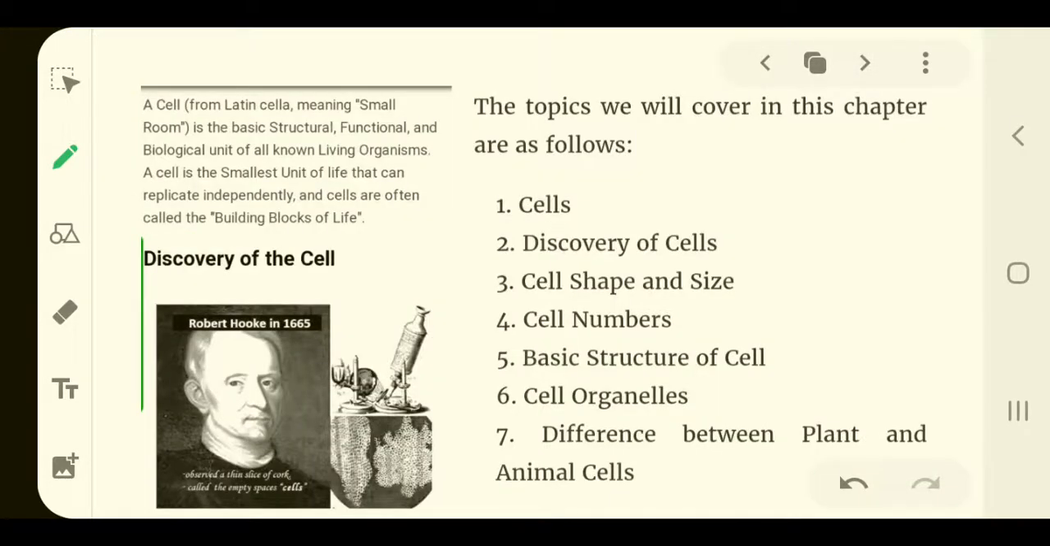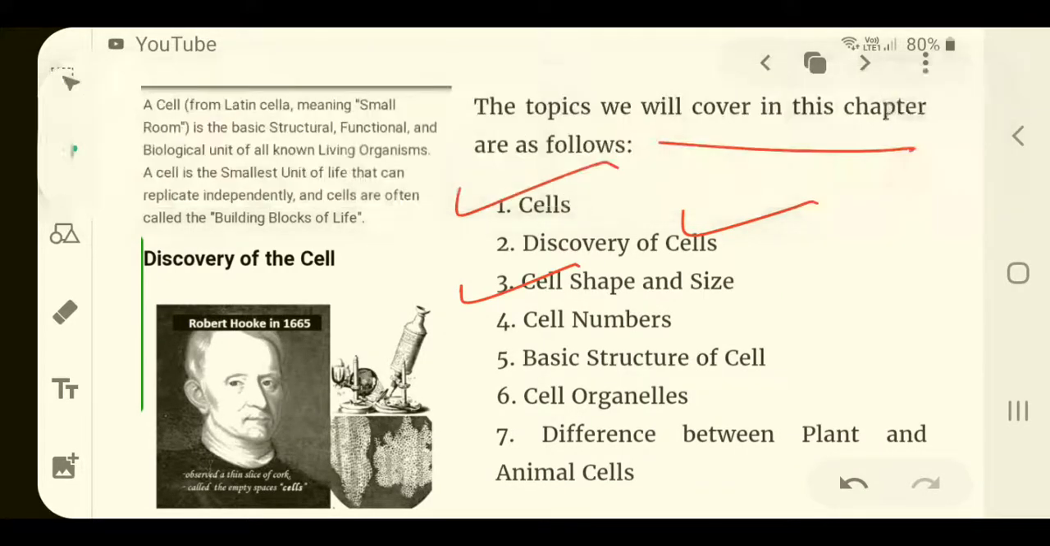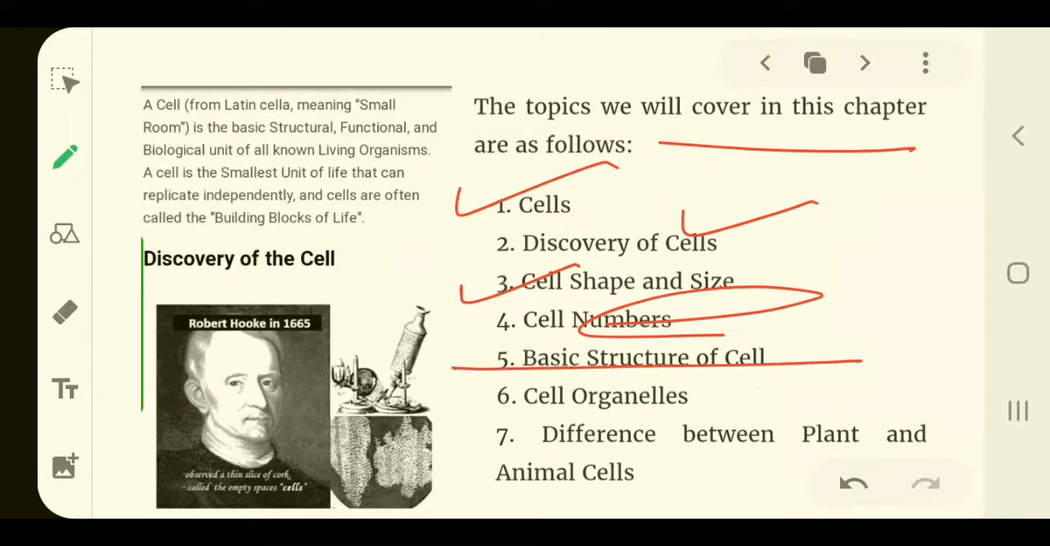These are some of the topics that we are going to study in this particular tutorial. The chapter consists of number 1, the cell, then of course the discovery of cell that you can see on the left hand side, then the various types of shapes and sizes of the cells, then the number, then basic cell structure, then the many organelles of the cell that we have to study in detail, and of course the other part that we should know, the difference between plant and animal cell. That is the most important part of it.